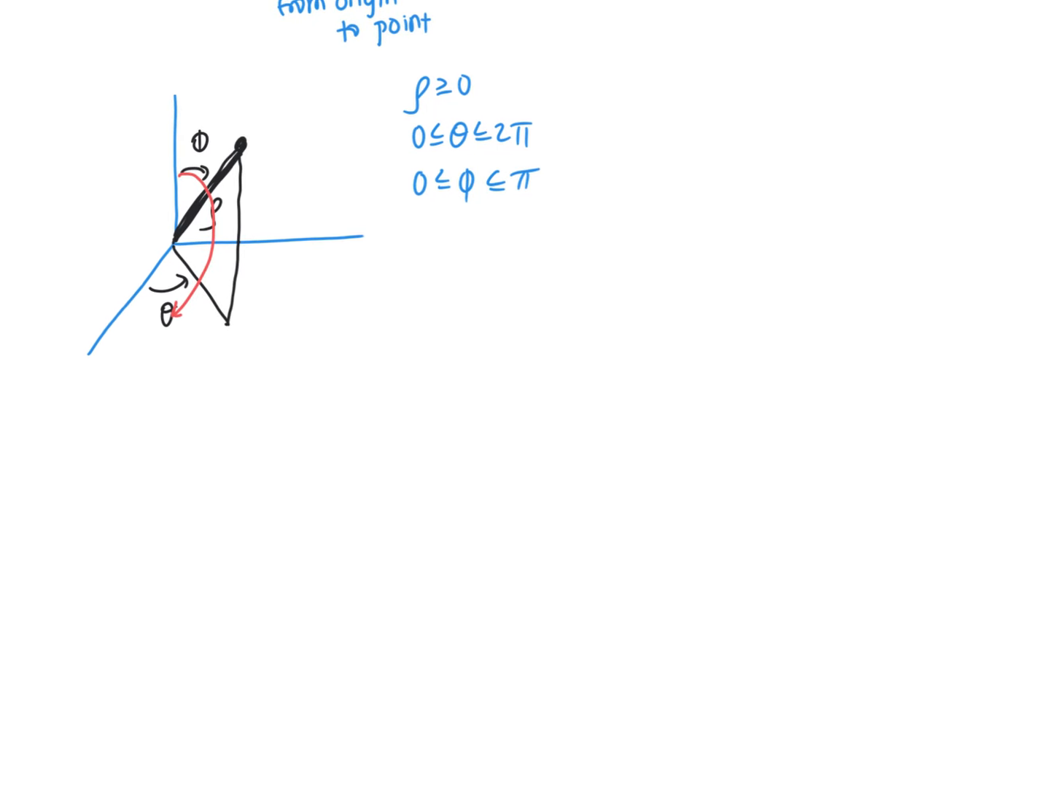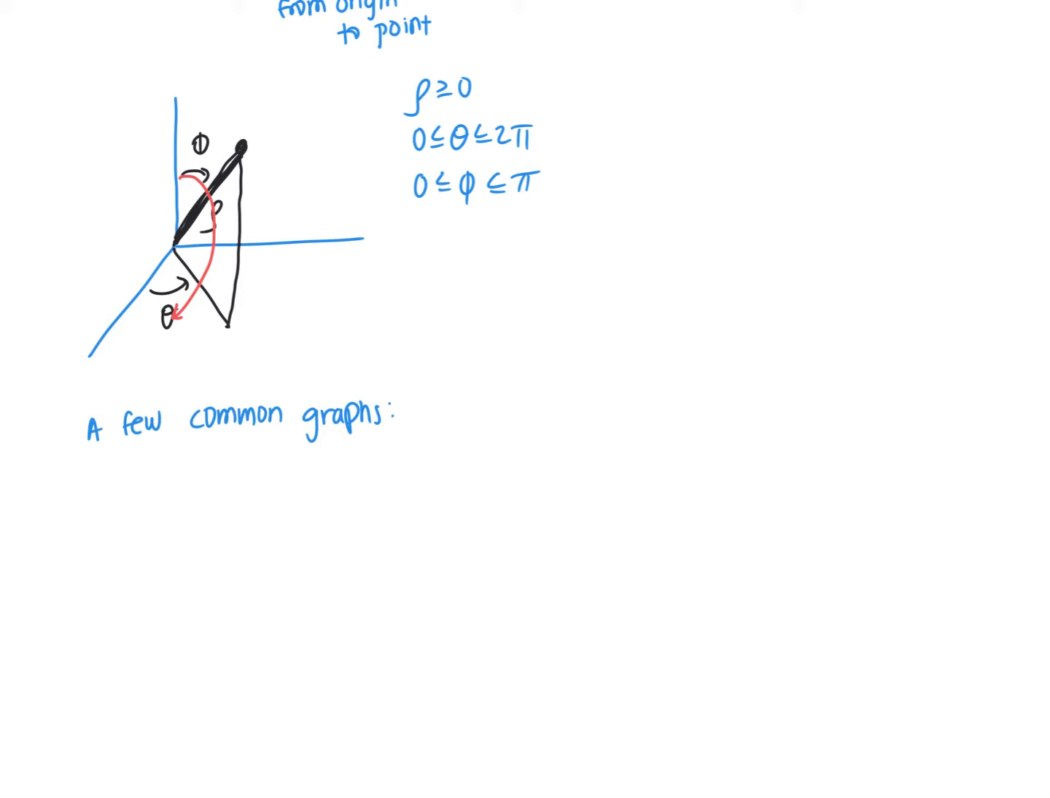Okay, so a few common graphs that we should be able to identify. First one, if we have rho is equal to some constant. Anybody know what that would be? Sphere. If we have theta is equal to some constant. This is not really a figure, but I'm going to call it a figure. So if you move your theta a certain amount, and then everything up or down, it's going to create a half plane. It's not really a figure, but the plane is going to extend one way, but not the other.